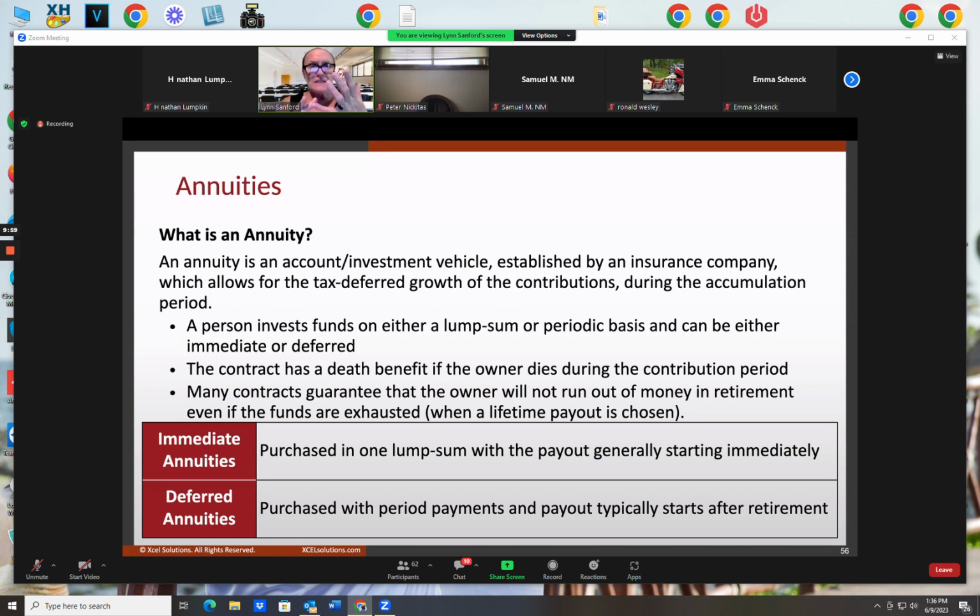Because when pre-tax dollars go in that have never been taxed and grow tax deferred while they're in there, then when you take the money out, you'll pay tax on anything you take out.